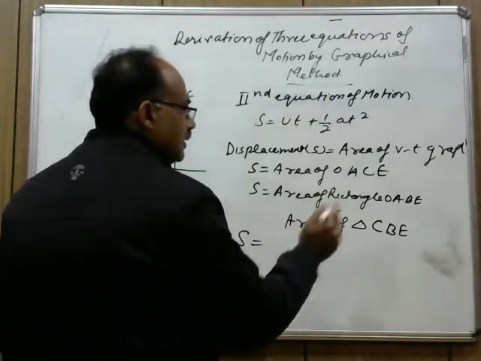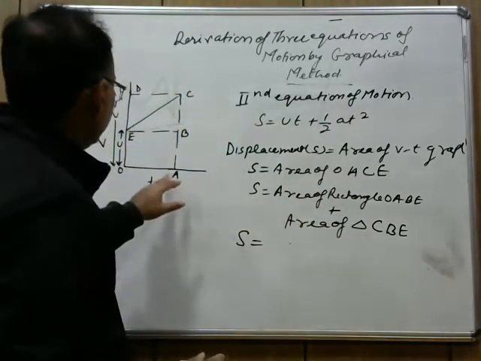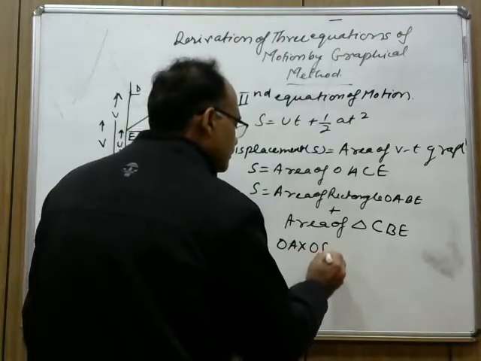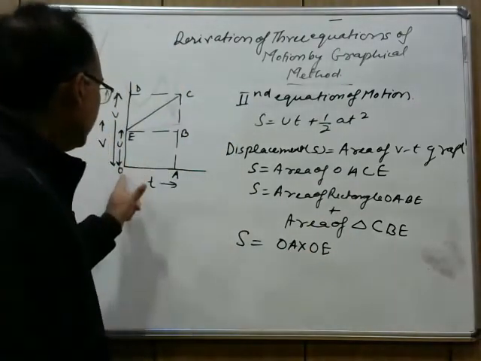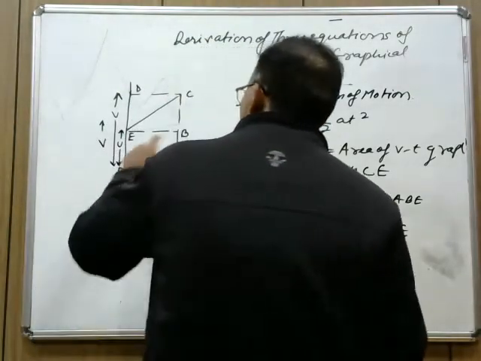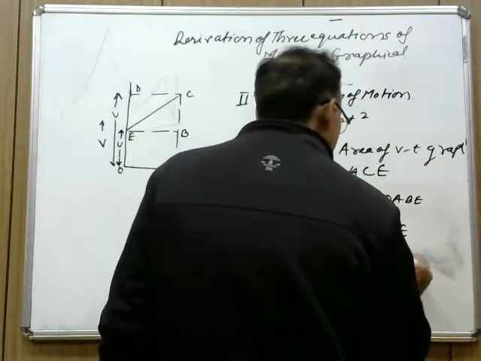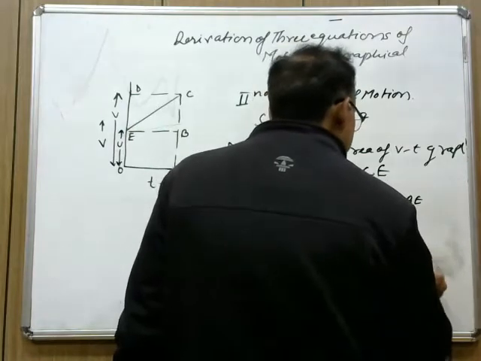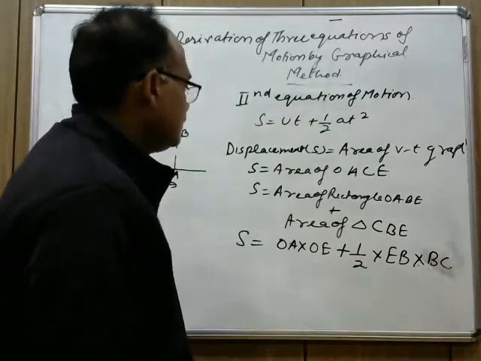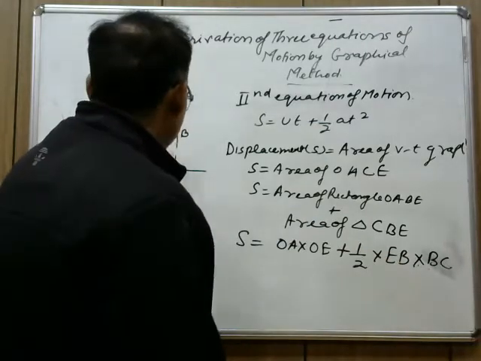Now you can write this as area. The area of a rectangle, the formula is length into breadth. Length is OA and breadth is OE, so OA into OE, plus area of triangle, half into base EB into height BC. EB is base and BC is height.